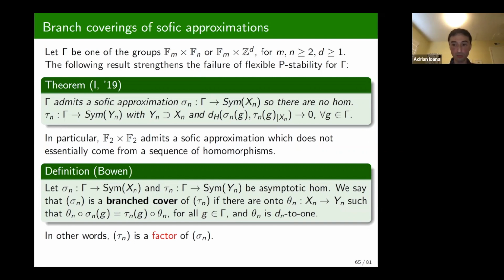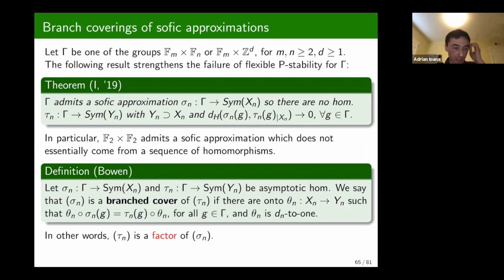All right, can I ask a small question? Of course. Since we're talking of asymptotic homomorphisms, is it interesting also to ask theta n only to be equivariant asymptotically, or dn to 1 asymptotically? That is absolutely right, and in fact, in the results I'll present, that's how it goes. So yeah, that's natural.